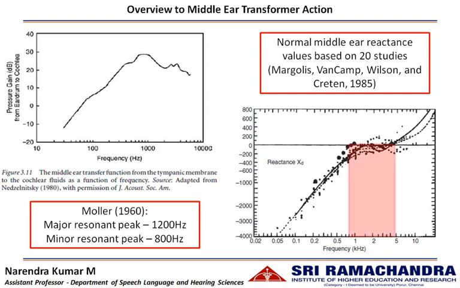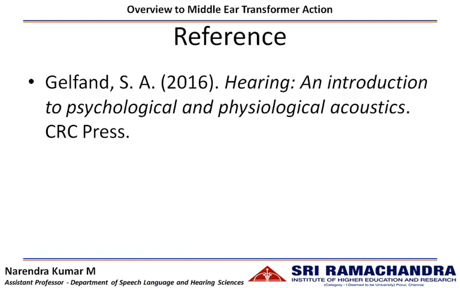The frequencies that travel with maximum efficiency through the middle ear are 800 Hz to 5000 Hz. There is greater attenuation below 800 Hz and some attenuation above 5000 Hz. So the middle ear is more efficient in transferring frequencies between 800 Hz and 5000 Hz. That is called the resonant frequency of the middle ear. This is the reference used for this particular lecture.